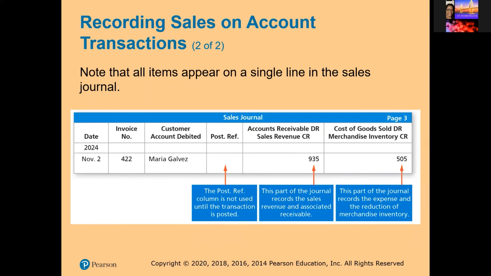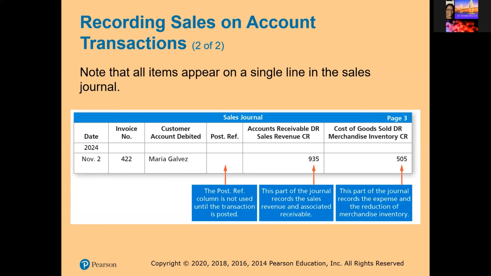All of the information related to the sale appears on a single line in the sales journal. The entry records the sales revenue and associated accounts receivable by entering the amount of the sale, the $935, in the accounts receivable debit, sales revenue credit column. The entry also records the expense of the sale and the reduction of the merchandise inventory by recording the cost of the sale, $505, in the cost of goods sold debit, merchandise inventory credit column.